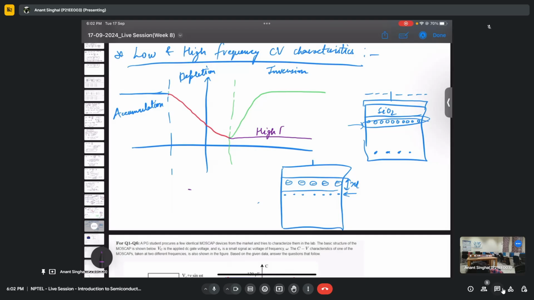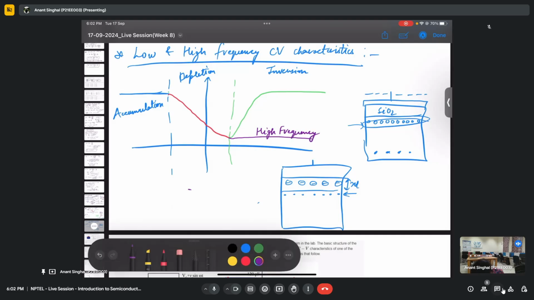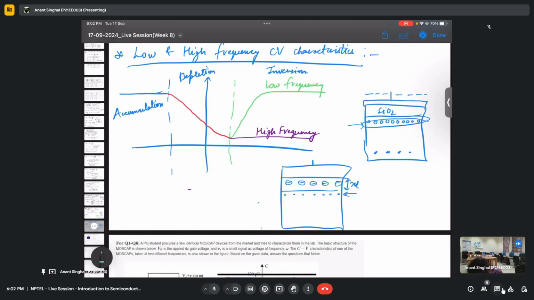and this green one is for low frequency, which is the internal plot. And the plot changes only for the inversion region. I hope you know the reason now why it is only changing for the inversion region. Basically these electrons are generated because of thermal generation. So we are comparing the frequency to the generation rate of electrons which are generating thermally. We don't have any source of electrons that we are giving till now. Does it make sense? The low and high frequency?